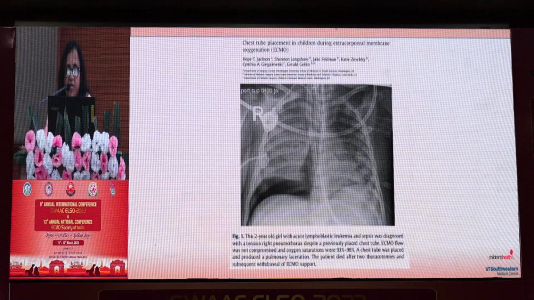And this was one of their patients. This was a 2-year-old girl with ALL and sepsis who was diagnosed with a right tension pneumothorax, which was not able to be drained by a previously placed chest tube. Even though the circuit was not compromised and the oxygen saturation was between 93 and 98%, they still decided to go ahead and place a chest tube, which then caused pulmonary laceration, and the patient needed two thoracotomies and subsequently had to be withdrawn from ECMO support.